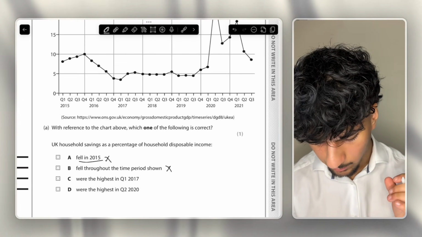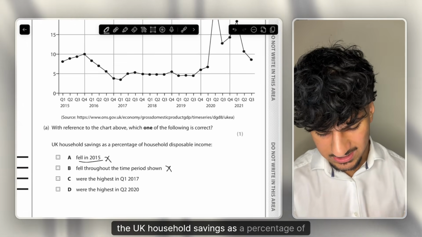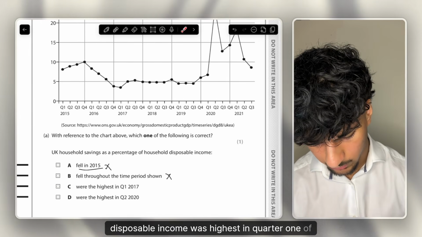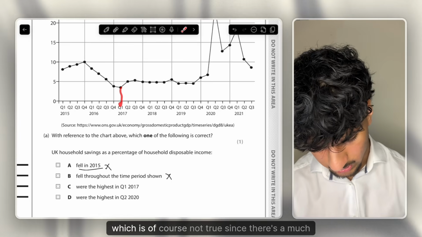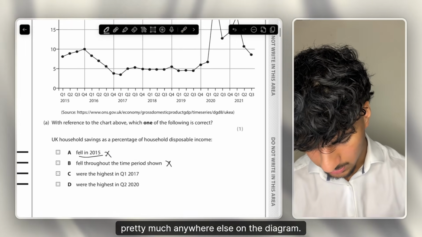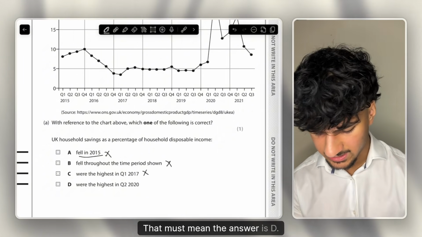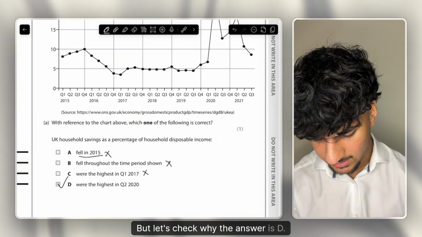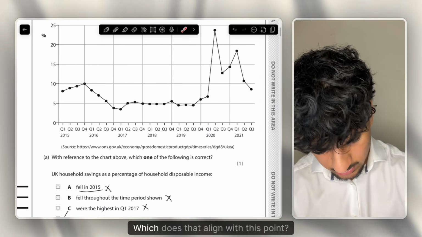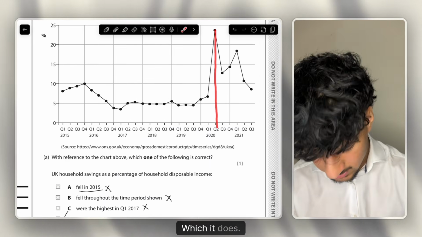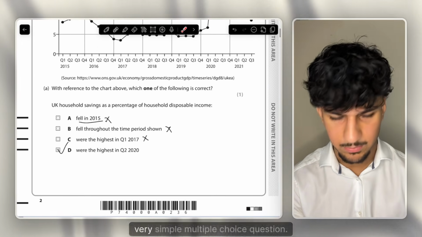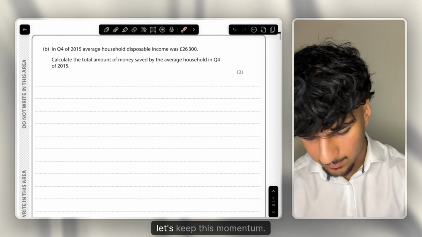Then C, the UK household savings as a percentage of household disposable income was highest in quarter 1 of 2017, which was here, which is of course not true, since there's a much higher point here and pretty much anywhere else on the diagram. So that is not correct. That must mean the answer is D, but let's check why the answer is D. They were highest during quarter 2 of 2020, which does align with this point. And of course, that would mean that the answer to 1A is D. Very easy, very simple multiple choice question. Let's keep going. Let's keep this momentum.